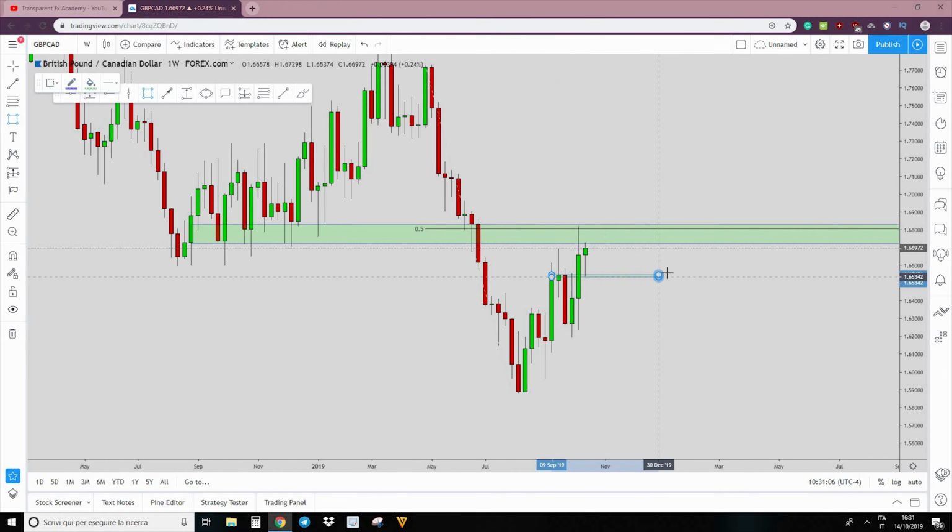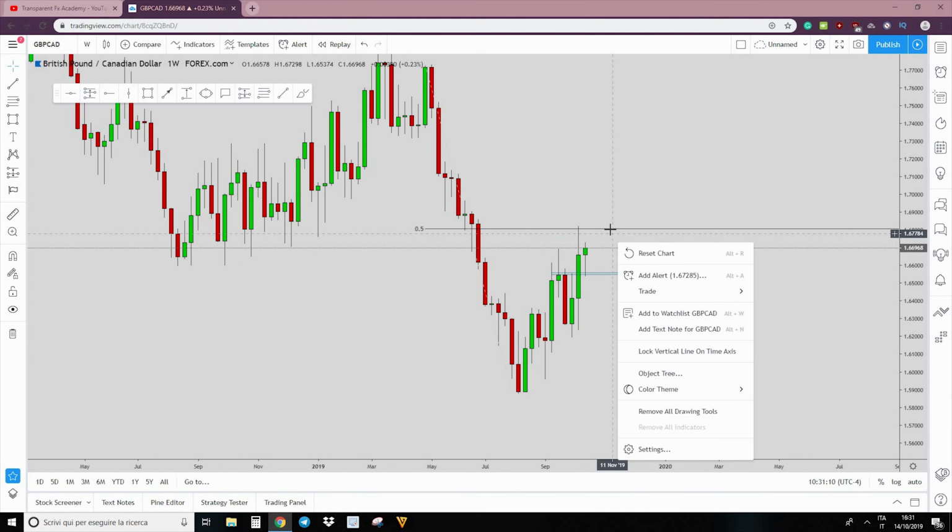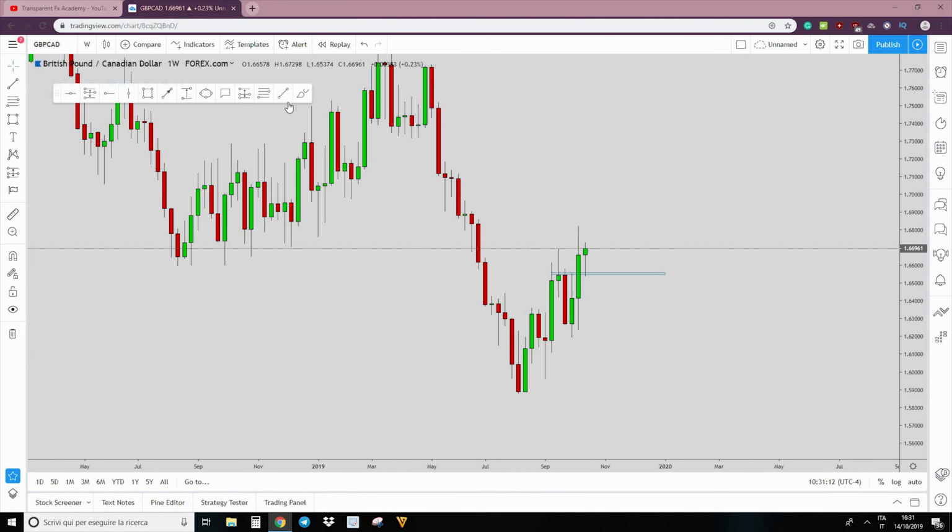And by strong rejection to the downside, I mean that on the weekly, for the market to be clearly ready to start the next push to the downside, we need to see a close of the market back below this area. Now, why back below this area? Because closes in the market are very important.